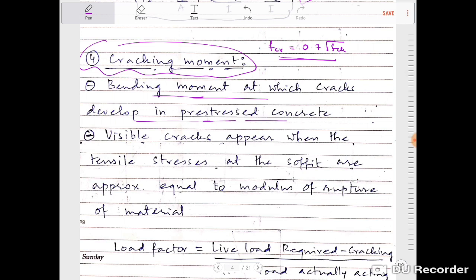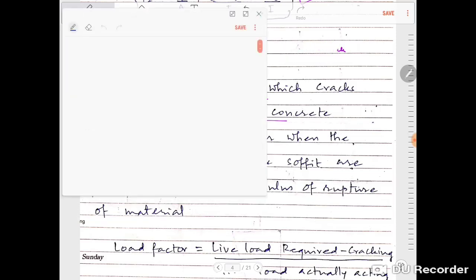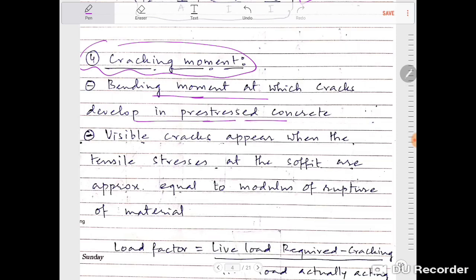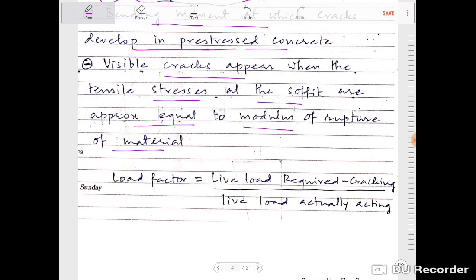Okay, it is nothing but when concrete is subjected to bending, the maximum tensile stress the concrete can take will be given by this particular formula. Okay, so if that value is exceeded, you will have cracks developed in the concrete. So visible cracks appear when the tensile stress at the soffit is approximately equal to the modulus of rupture of the material. That is going to happen, right? When they exceed the modulus of rupture, then you will have visible cracks getting developed.